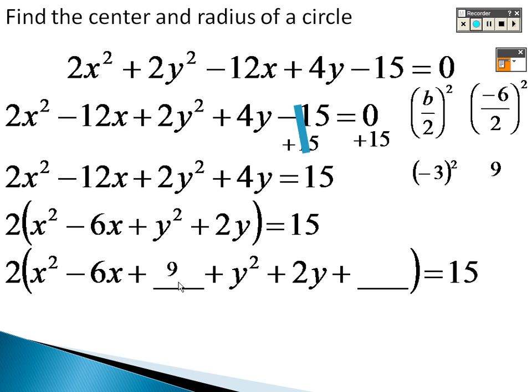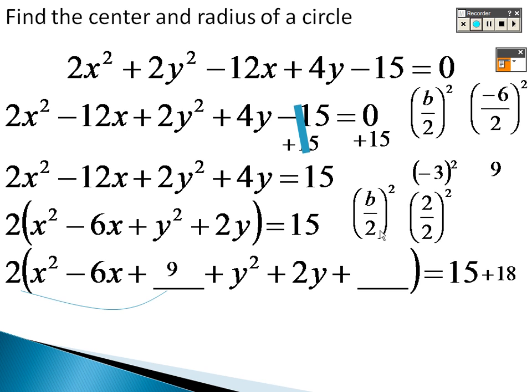But if I'm adding 9, 9 times 2, I'm actually adding 18 to both sides because there's still a 2 on the outside. So when I put a 9 in there, it's actually an 18 that's going inside of there. Okay. Then the y's, b over 2 squared. So that's 2 over 2 squared, which is 1 squared. 1 squared is 1. So I put a 1 in here. But 1 times 2 is 2, so I'm actually adding a 2.